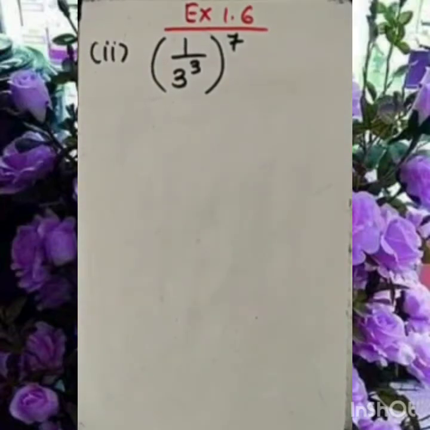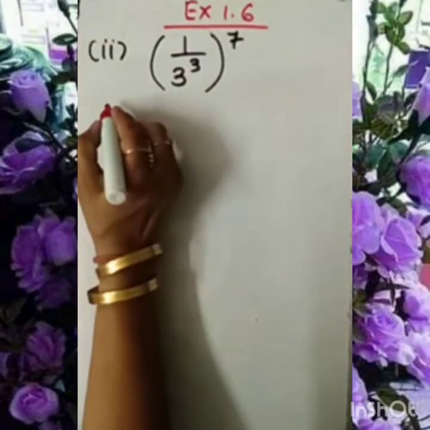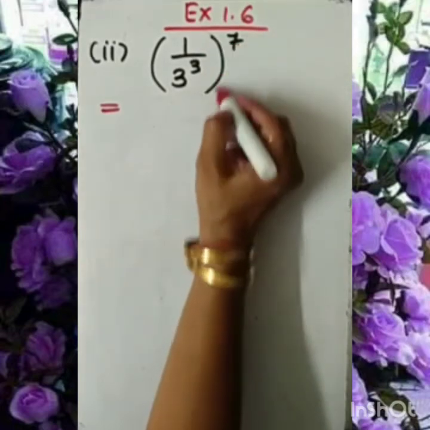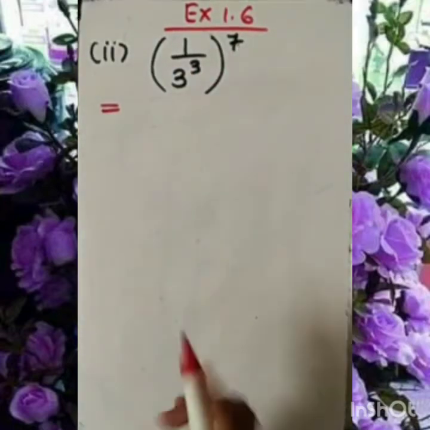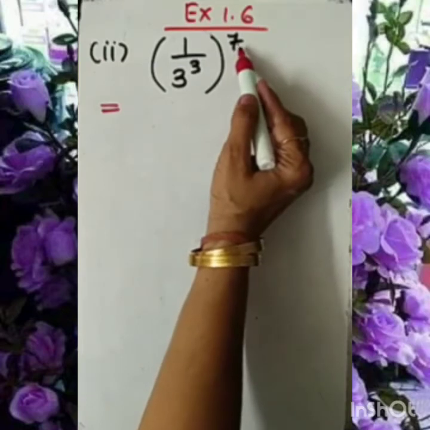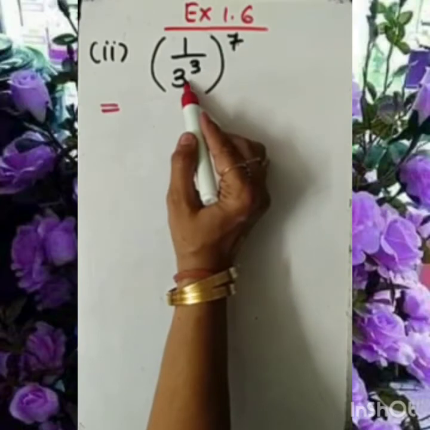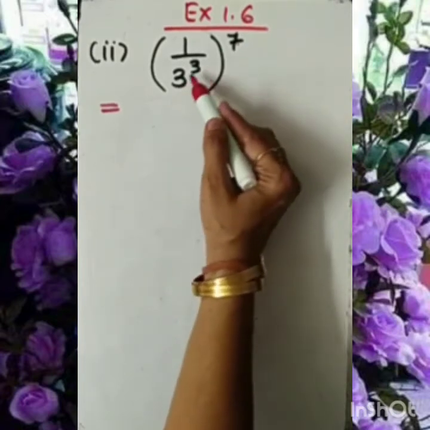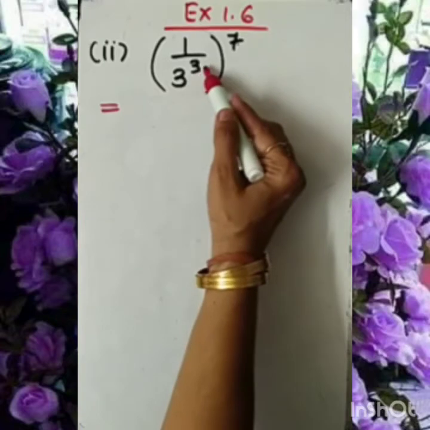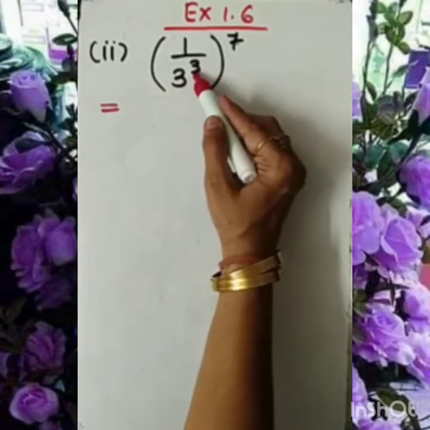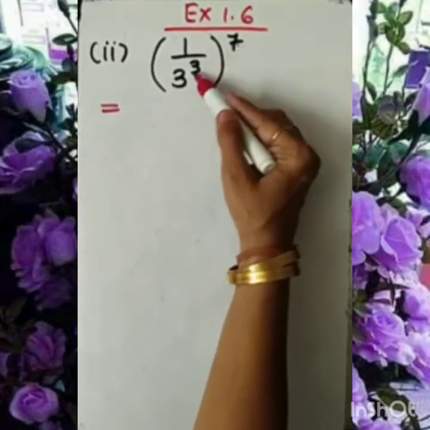I am reading the question again: 1 upon 3 cube, whole to the power 7. This is our question. Let's see how to simplify. A very easy technique. As we know, this is given in whole power, so nothing to worry about. It indicates that this is the power of 1 also and the power of 3 also. But 3 is already having a power, cube. So what is the connection between these two? Should we add or should we multiply?